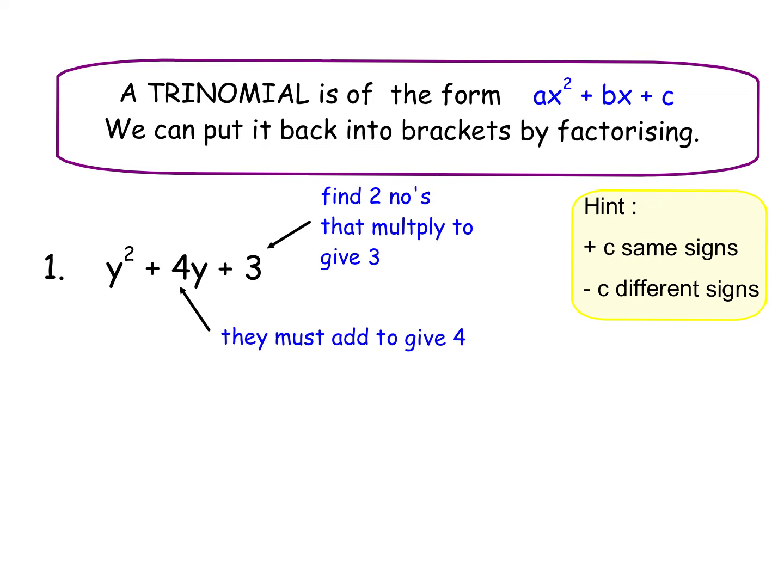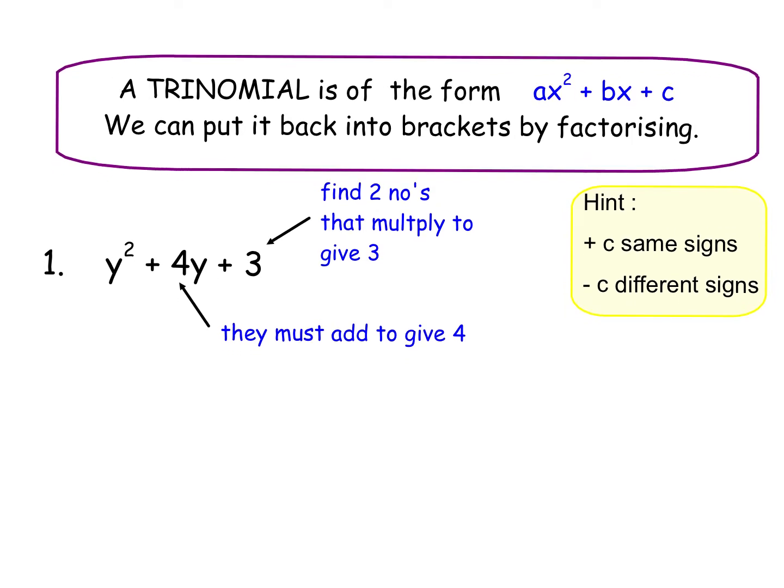A, B, C can stand for numbers. In all of our ones just now, the a value is just 1, so there's no number in front of the y squared. It's the secret hidden number 1. So here is my very first example. We are going to factorise y squared plus 4y plus 3.